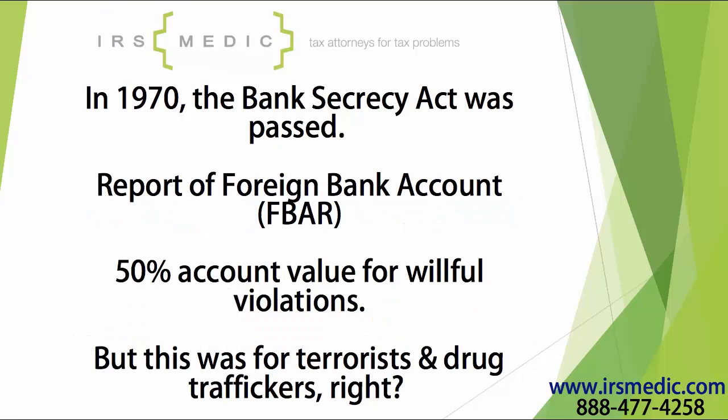So in 1970, the Bank Secrecy Act was passed, and this is where our Report of Foreign Bank Account comes from, the FBAR, which now they're calling Form 114 for some reason. I don't know why they had to do that. I guess things were too simple. They needed to change the name of it. But this is where our FBAR comes from. And this is where we see our 50% of account value as the penalty for willful violations. That means if you have a $1 million account and you do it one time, that's a $500,000 penalty. And so pretty easy to assess.